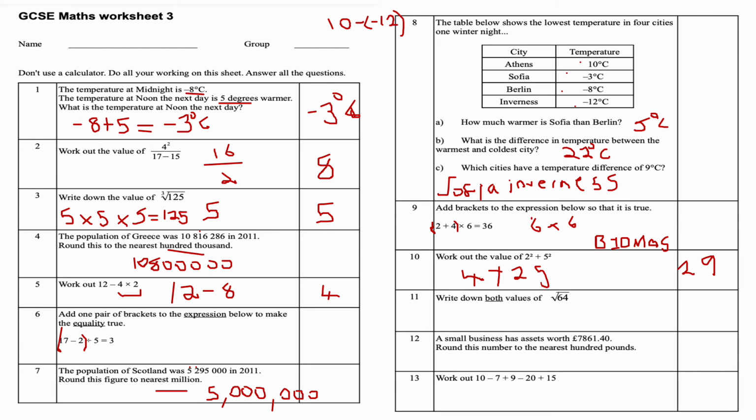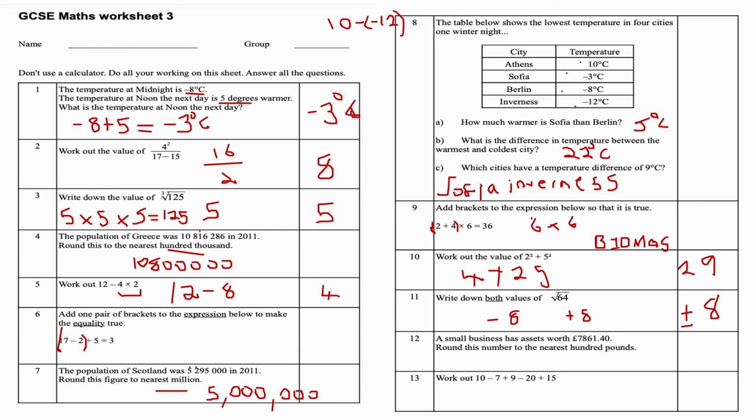Okay, this is question number 11. Write down both values of the square root of 64. Well, it's minus 8 and positive 8. Because if I square a negative, I get a positive, and if I square a positive, I get a positive. But you might see me write it like this, okay, so plus or minus 8. Okay, so it's positive 8 and negative 8 are my 2 values.